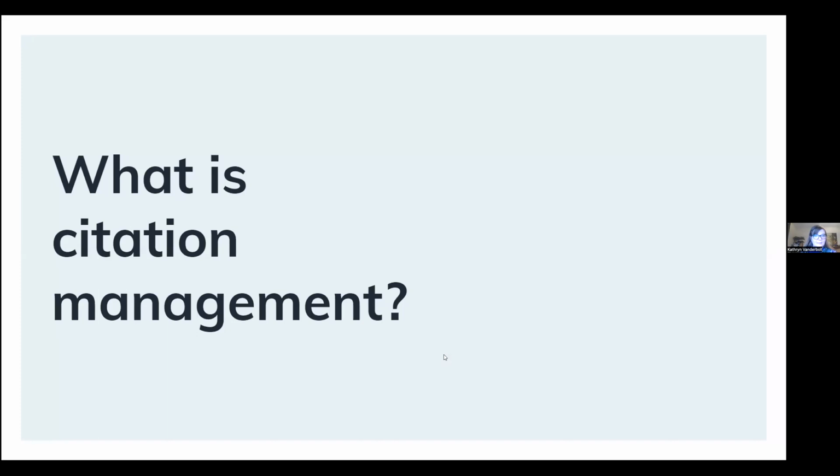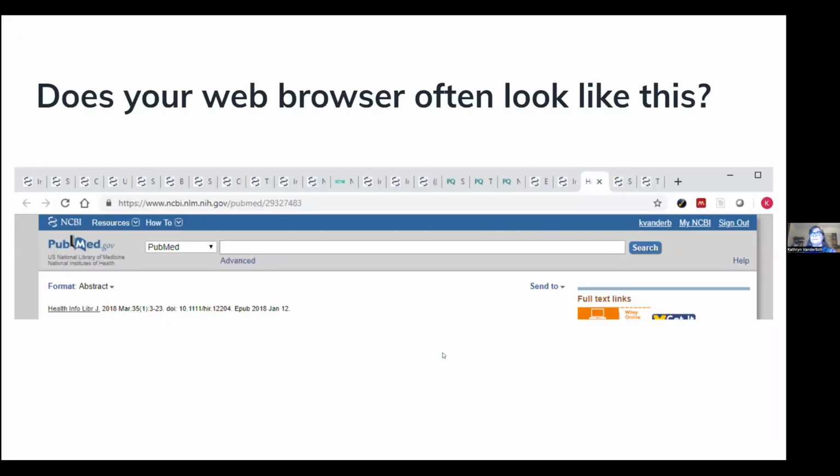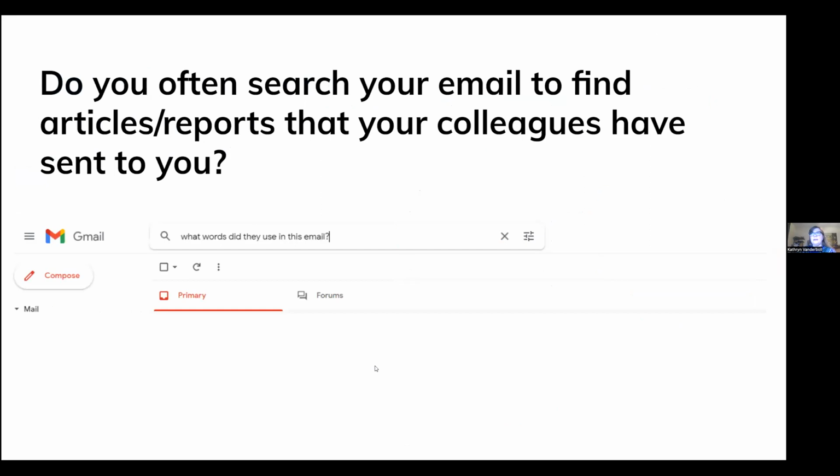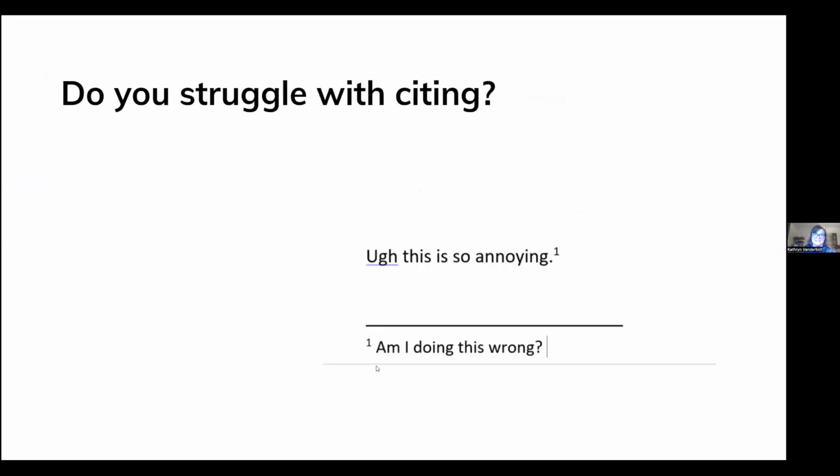So first of all, let's talk about what is citation management. While you're doing some research, do you find that your web browser often looks like this with a bunch of tabs open and you're afraid to close things just in case you might lose some content? Have you downloaded lots of articles onto your computer and they end up looking like this with lots of nonsensical file names and you have to open everything up to make sure that you're finding what you need? Do you end up searching your email to find articles that your colleagues have sent to you and you sort of struggle with that? Not the best organization, maybe.